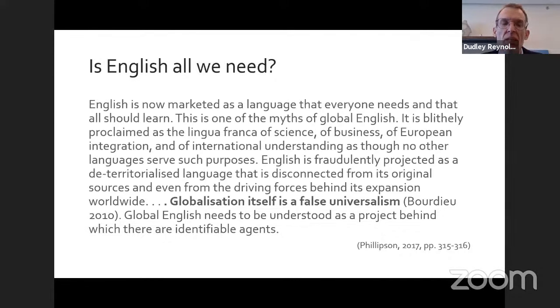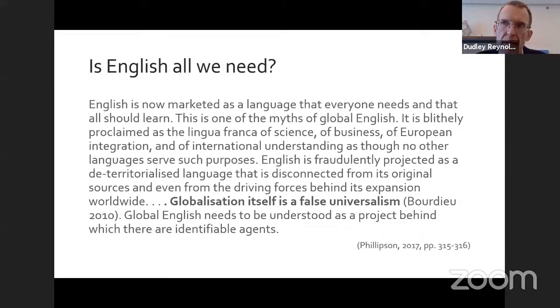He argues even more that English is fraudulently projected as a language that does not belong to territories, and in particular, territories in what we call the global north. English is marketed as if it can be disconnected from where it came from and the driving forces of expansion worldwide. In other words, English has been, in a sense, the language of globalization. But we are now realizing that globalization itself is a false universalism.